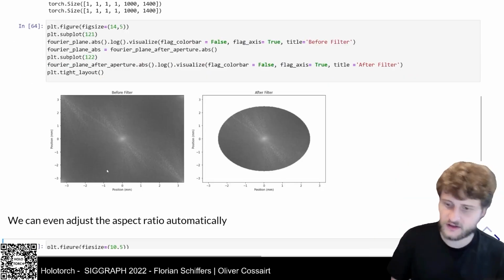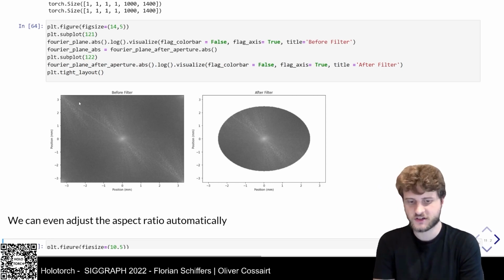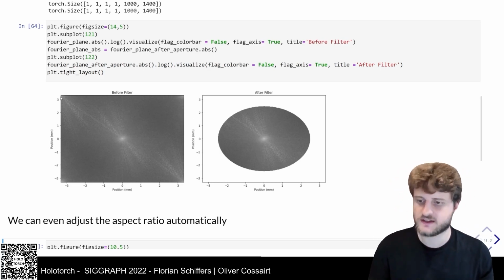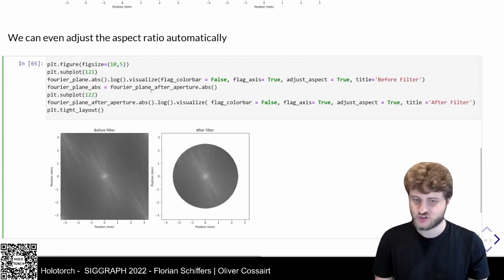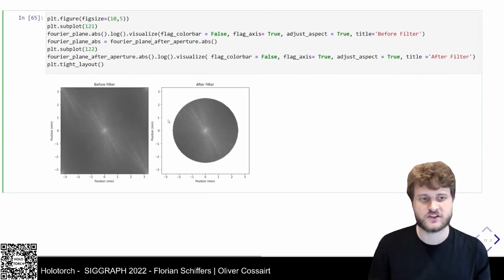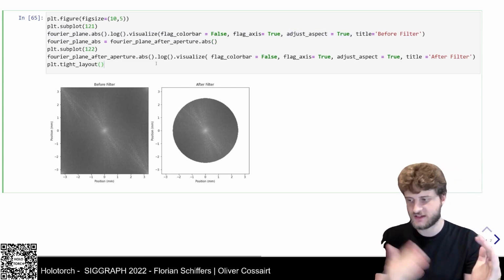And finally, I want to talk about this misrepresentation of the apertures. I already talked about how the spacing in the X and Y directions is different because we had a non-square input field of view. You can see here the units are actually correct. We go from -3 to 3 millimeters in both directions. However, it still looks like an ellipse. If you don't want to see an ellipse because you find it confusing when debugging, you can just put in this adjust aspect equals true flag here, and it will put them in the same coordinate system.